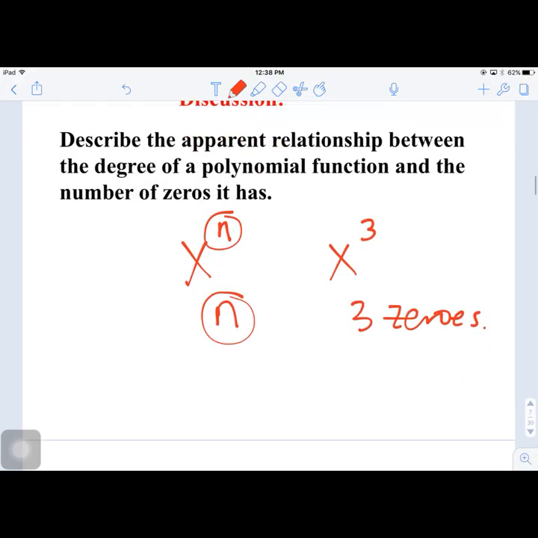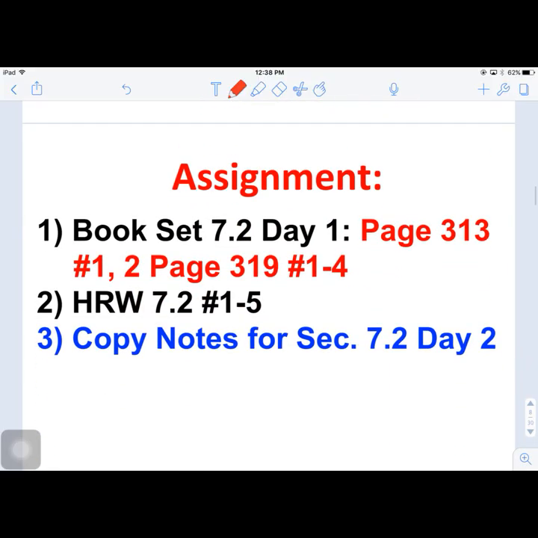So that is the end of the problem today. You may pause the video and go back to any of the problems. And then you can do your homework after this.